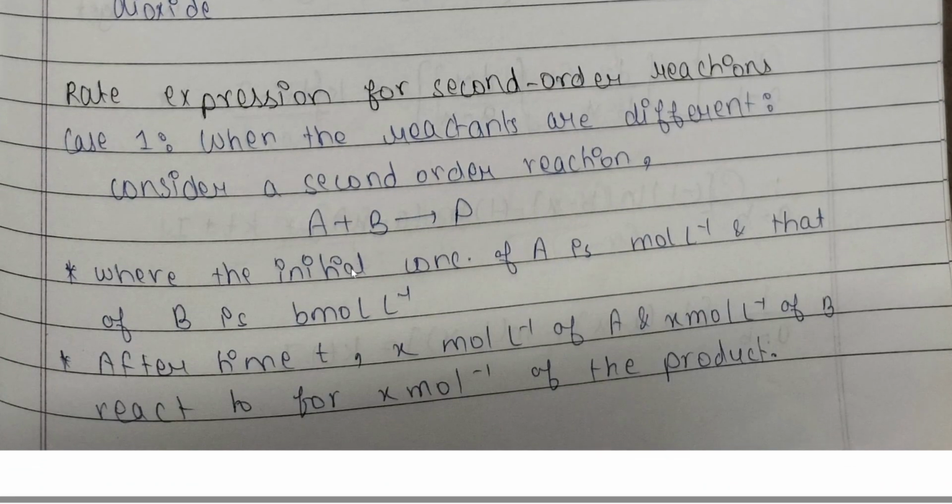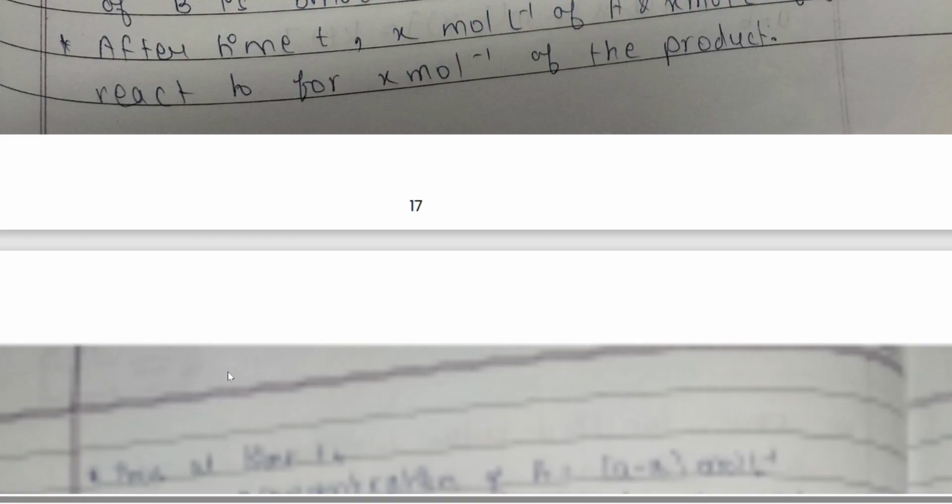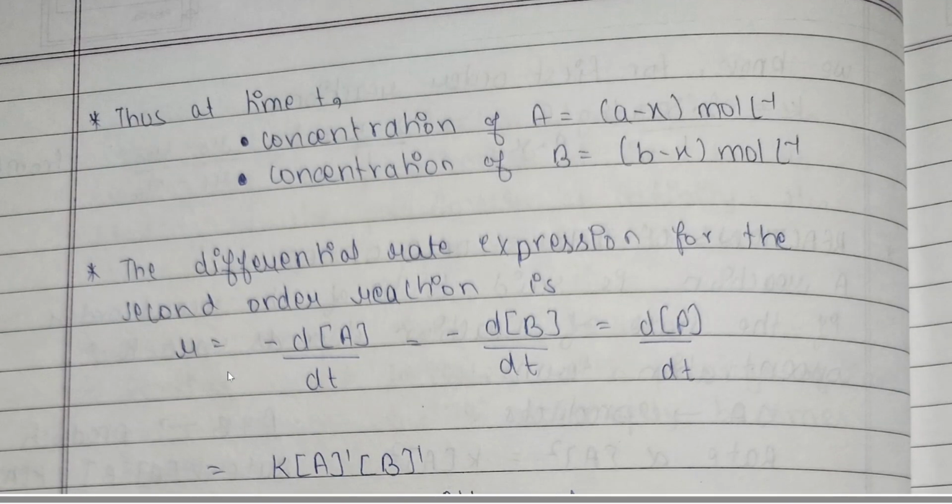Case 1, when the reactants are different. Consider a second order reaction, A plus B gives products, where the initial concentration of A is a mole per liter and that of B is b mole per liter. After time t, x mole per liter of A and x mole per liter of B react to form x mole per liter of the product. Thus, at time t, the concentration of A is equal to a minus x mole per liter and the concentration of B is equal to b minus x mole per liter.